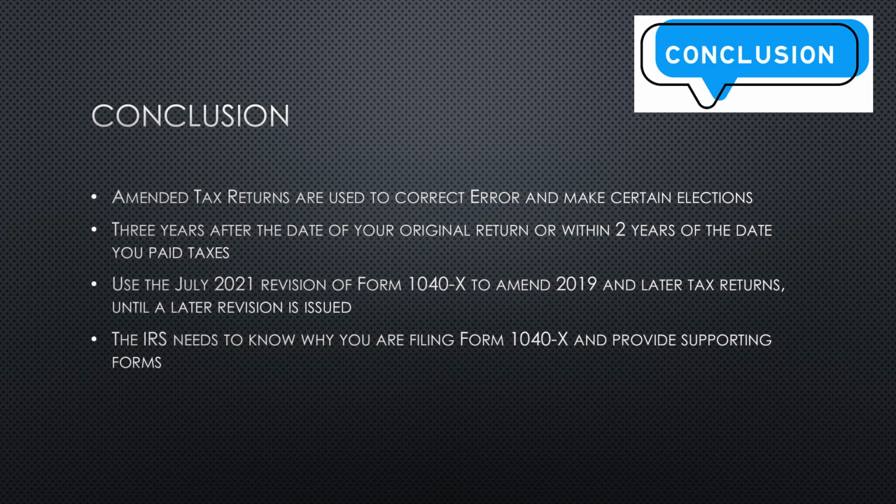We have to use revision July 2021 to amend taxes from 2019 and later, or we use revision January 2020 to amend taxes from 2018 or earlier. Lastly, the IRS needs to know why you're filing the form and provide us supporting forms. So you tell them, let's say, that you forgot the W-2 or you're changing filing status, and then obviously provide the appropriate documentation like W-2 or other forms that are required.